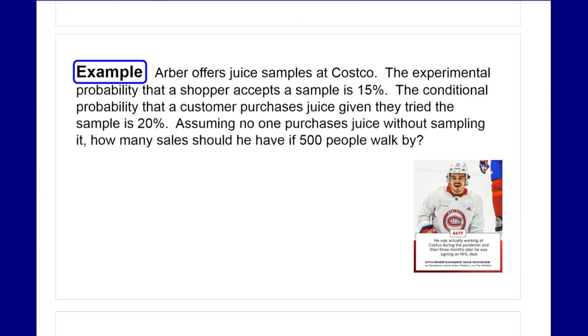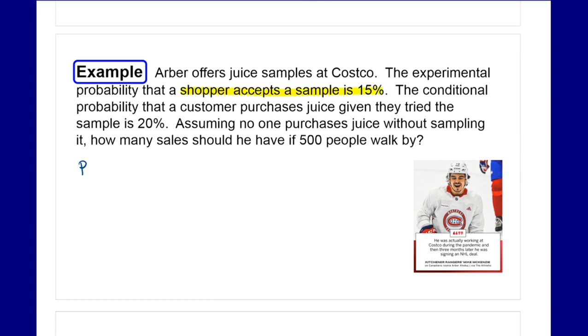Next example. Arbor offers juice samples at Costco. The experimental probability that a shopper accepts a sample is 15%. The conditional probability that a customer purchases juice, given they tried the sample, is 20%. Assuming no one purchases juice without sampling it, how many sales should he have if 500 people walk by? So first we want to figure out the probability, because there's a couple of them here.